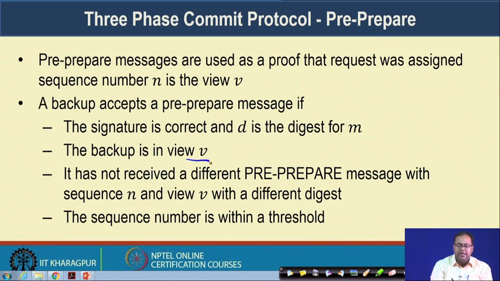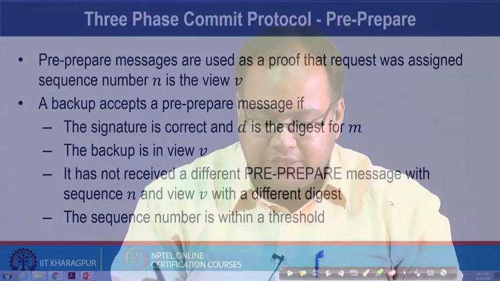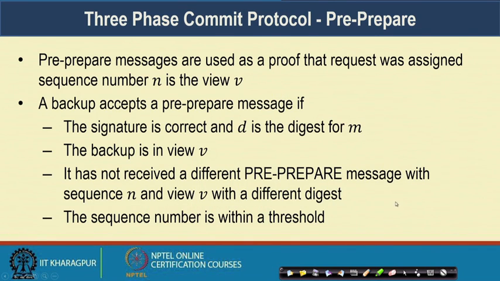The backup is in view V, so you are in the latest view. It has not received a different pre-prepare message with the sequence number n and view v with a different digest. So, that means the message has not been tampered. If the message has been tampered, that means the digest would be different, and the sequence number is within a threshold. So, it also ensures that these sequence numbers are not too old, such that there is no kind of replay attack in the system. So, an attacker is not capturing the message which was being transferred by the primary and replicating it after some time. So, then the backup accepts a pre-prepare message.